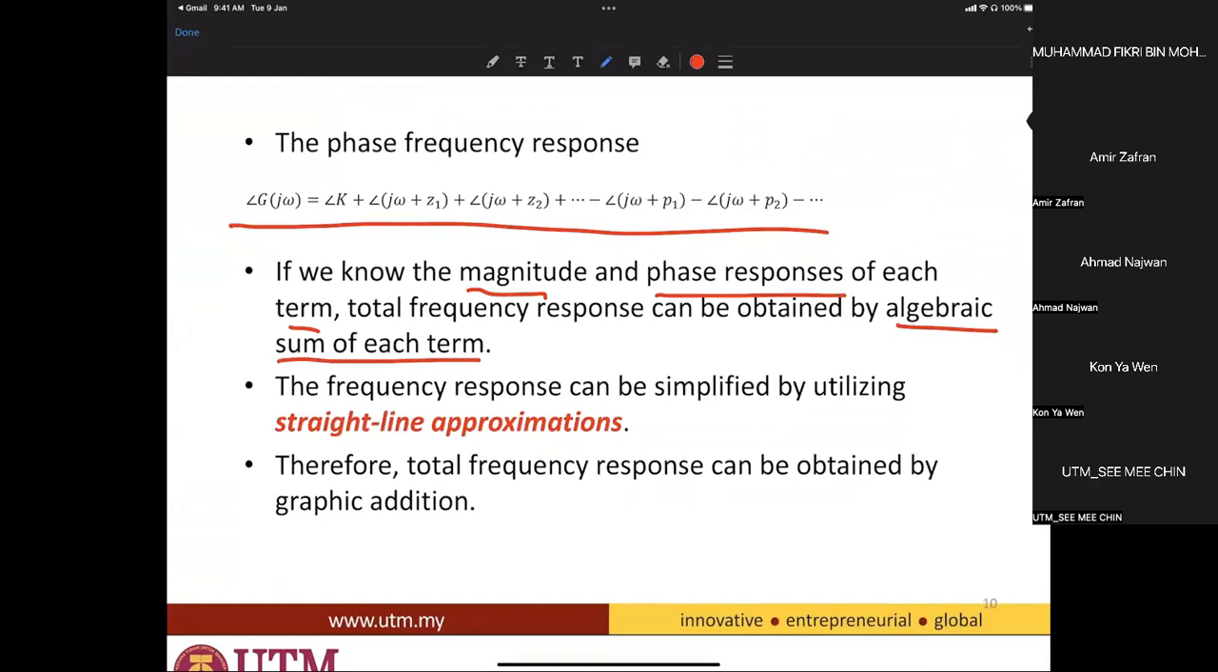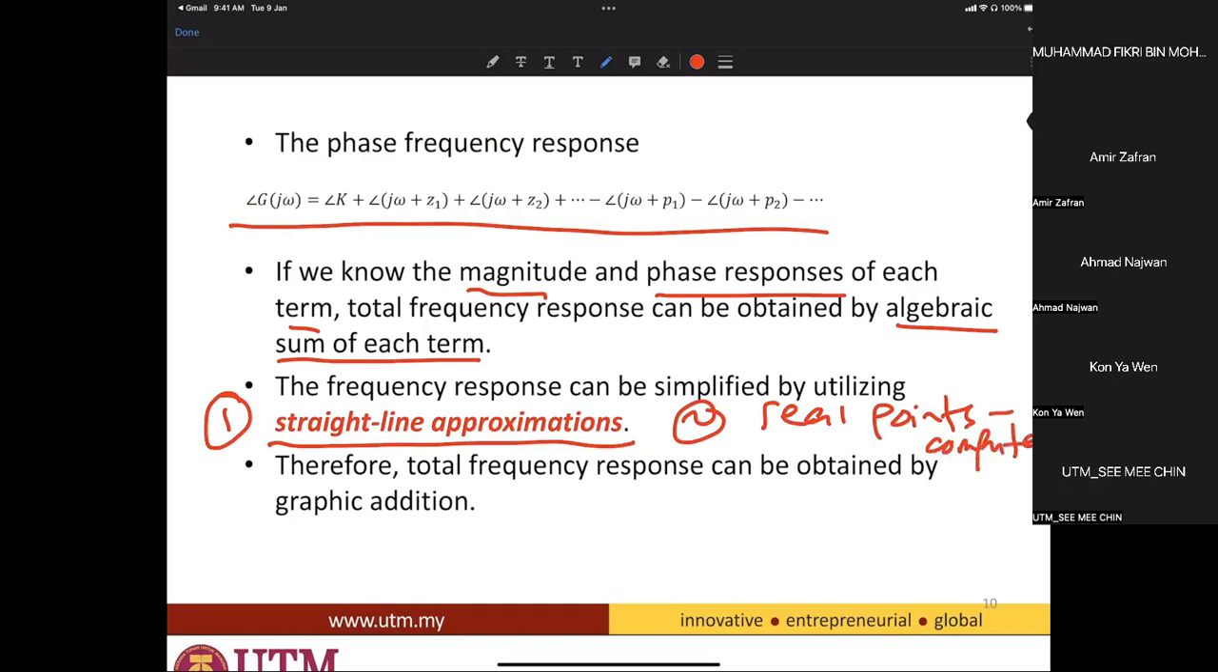This frequency response can be simplified by utilizing straight line approximations. So we have two ways. One is using straight line approximation. The second one is using real points, by computer. Of course, when you apply both straight line approximations and real points by computer, there is a small error that is acceptable. But the shape is there.